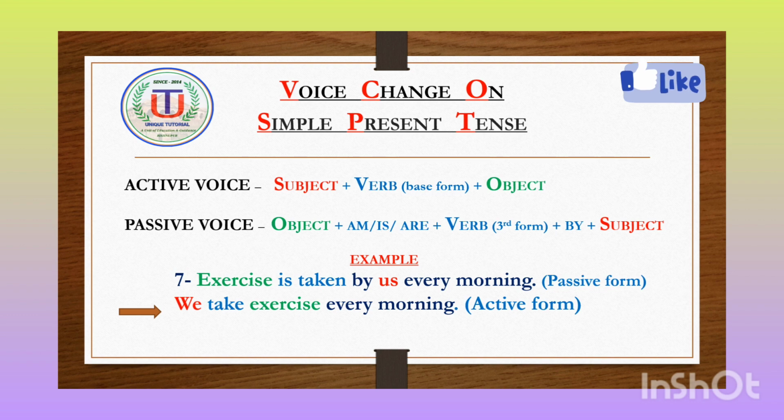This example is also in passive form. The sentence is: exercise is taken by us every morning. As this is in passive voice, its structure in active voice will be subject, then verb present form, then object. So the doer of the action is us, that is, we have to place we as the subject. We take exercise every morning.